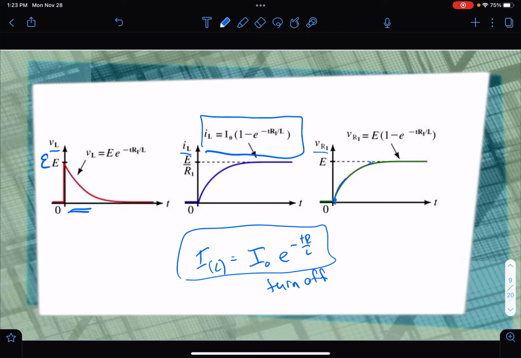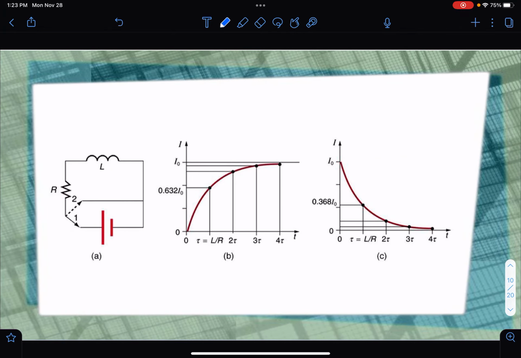Okay, so same thing here. This is the voltage for our resistor, and then this is our voltage for our inductor. But as I mentioned, we're going to focus on our current for this week. So here is our current for both when we're turning on and turning off. So just like before, where we have one time constant, this would be the current of the circuit here. We're getting up to 63% for that first time constant, or we're decreasing when we turn it off by that 37%.